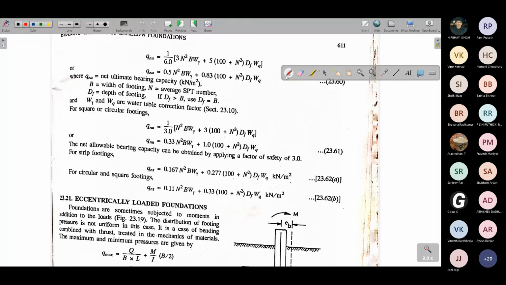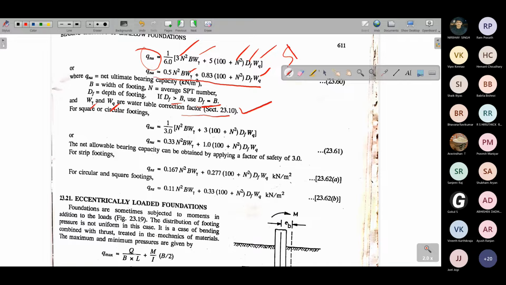Hope it is visible. Directly, the net ultimate, he has given these formulas. You can guess that W gamma and Wq are the water table correction factors, which we have seen. If you know the N values and the depth of the foundation, we can find the ultimate bearing capacity of soil. If the depth of the footing is greater than B, then use the depth of the footing as B.